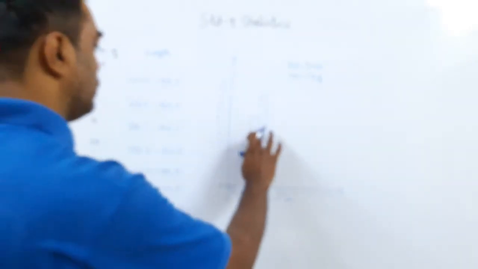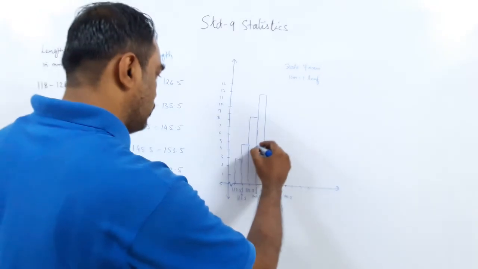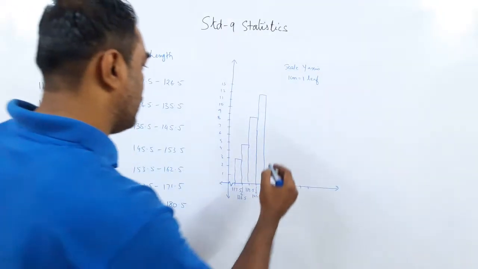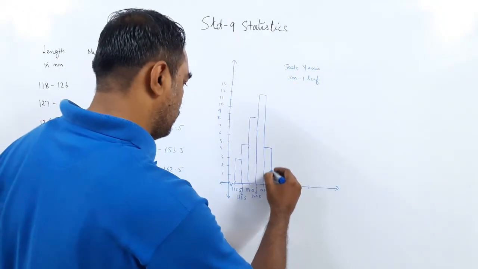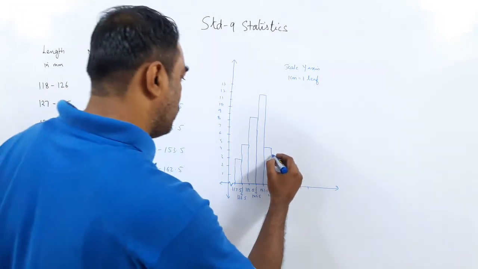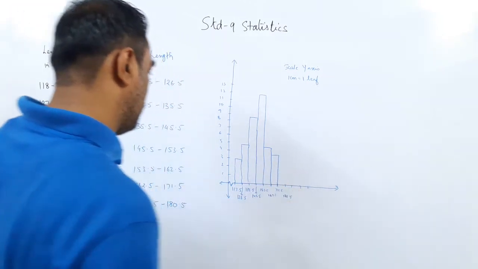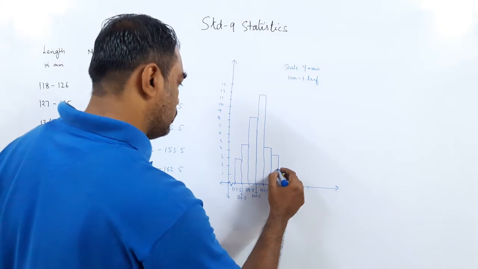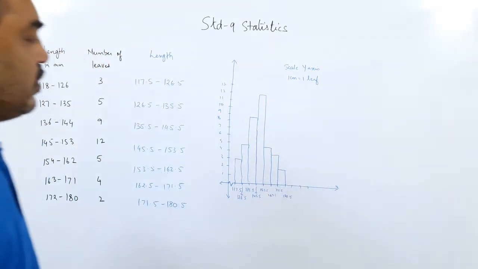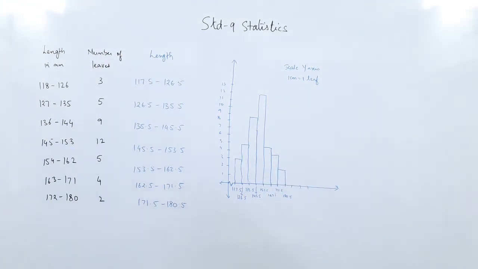12. Then we have 5 again. Then we got 4. Then we have got 2. So this is the histogram that we get, right?